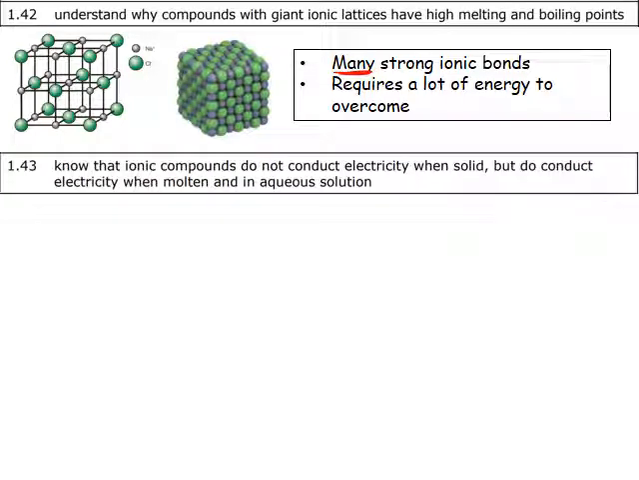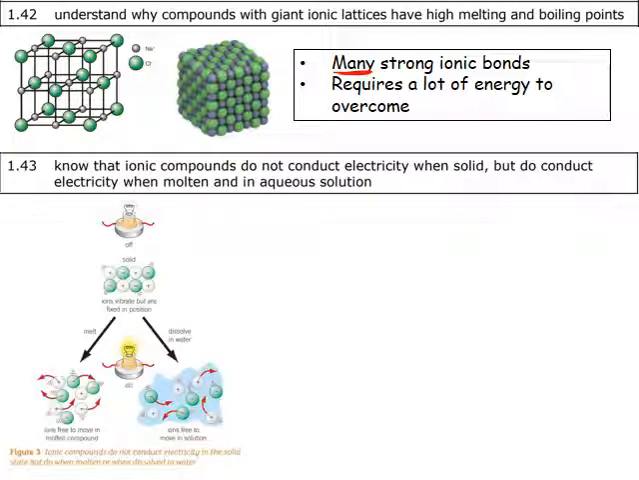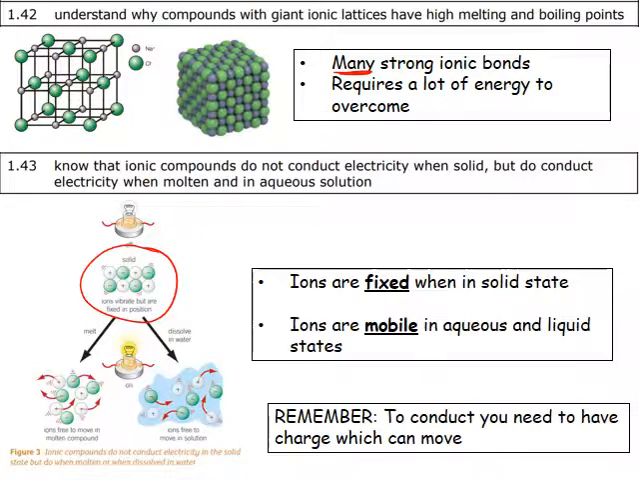Okay, your last specification point is 1.43, and know that ionic compounds do not conduct electricity when solid, but do conduct electricity when molten and in aqueous solution. Now again, this is very easy. So when your ionic compound is solid, the ions are fixed. They can vibrate, but they can't move. So they can't conduct. For you to conduct electricity, you need to have charge which can move. Your charge needs to be mobile.